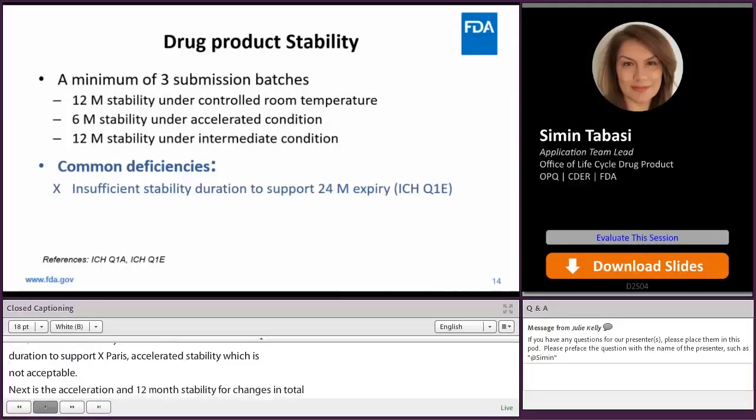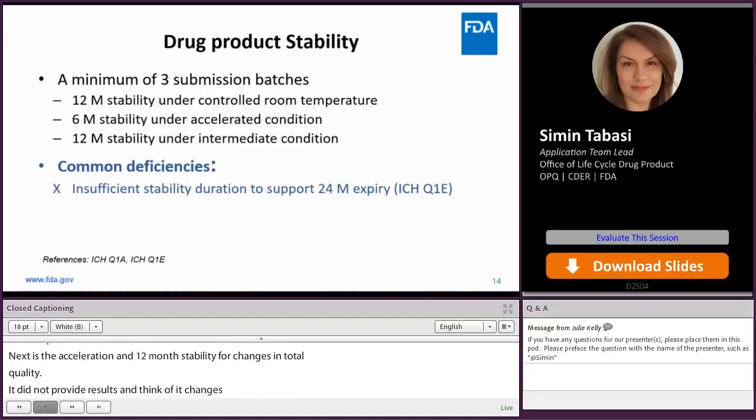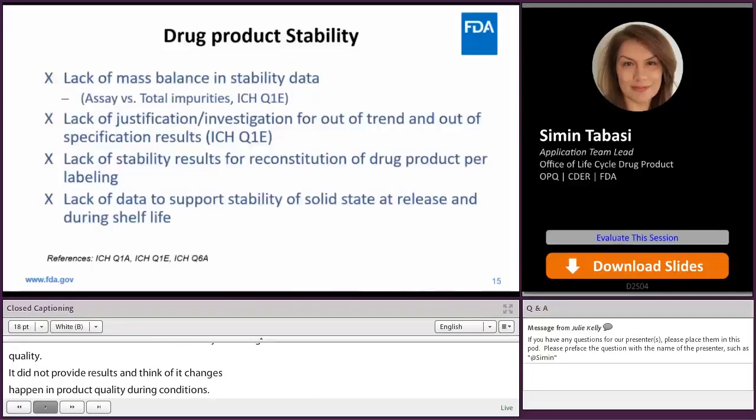Another one is significant changes happened in product quality during the first 3 months of accelerated condition. In such case, the expiry will be based on the duration of long-term stability. In all above cases, we refer all applicants to ICH Q1E for calculation of expiry. Another very common deficiency is lack of mass balance in stability data for assay versus total impurities.